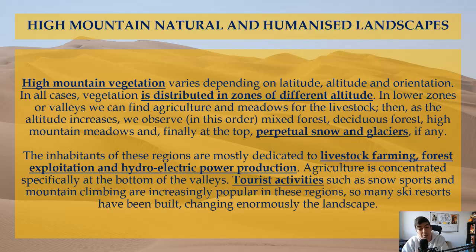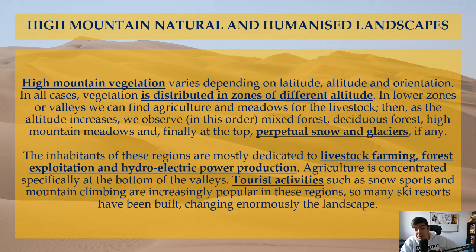In the lower zones or the valleys, we can find agricultural meadows for the livestock, and as the altitude increases, we observe mixed forest, then deciduous forest, then high mountain meadows, and finally at the top we can find perpetual snow and glaciers if there are any.